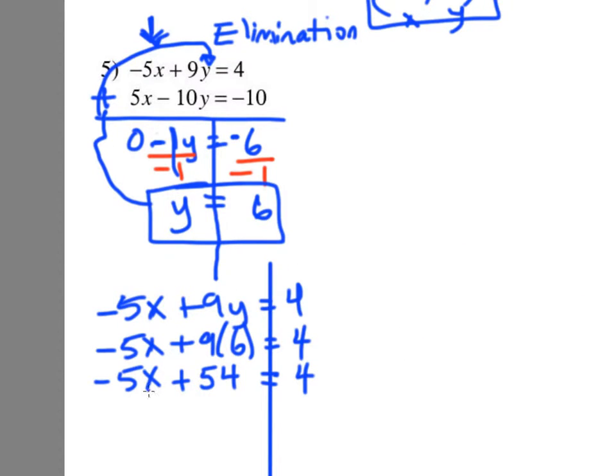Interesting. I've got x here. I want to get x by itself. I want to get rid of this -5. I want to get rid of this 54. Get rid of the 54 first. What is the opposite of 54? How can I move him over? I'm going to subtract 54 on both sides.